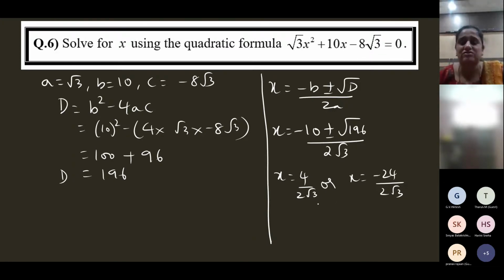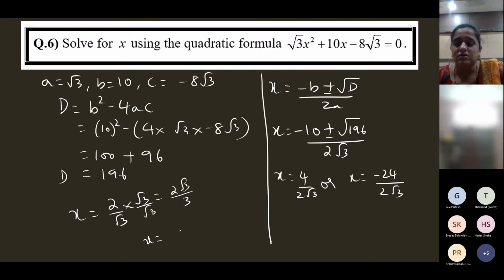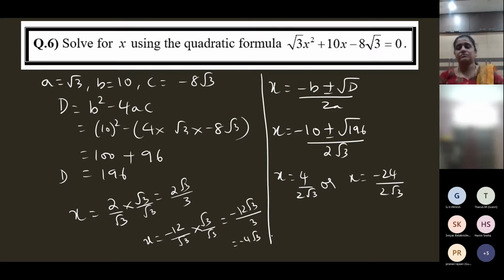Then simplify and rationalize this. You must rationalize. On simplifying, you get x is equal to 2 by root 3. Rationalize this by multiplying by root 3 by root 3, so 2 root 3 by 3. Then the other value of x is minus 12 by root 3. Rationalize, multiply and divide by root 3. So minus 12 root 3 by 3, which is minus 4 root 3.